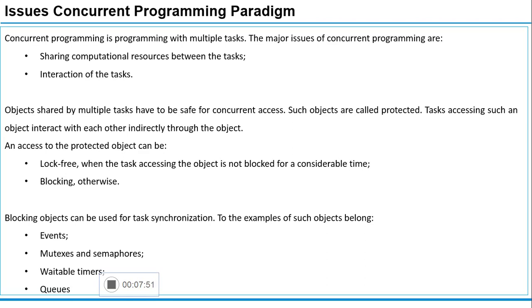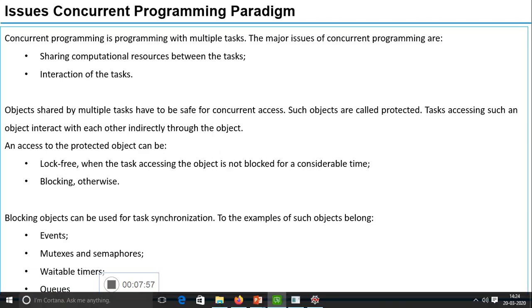Blocking objects can be used for task synchronization using the following approaches. You can have events, that is, signal and pass events, or you can use mutex and semaphores, waitable timers or queues. So these are some of the ways we can achieve synchronization for the shared resources problem.